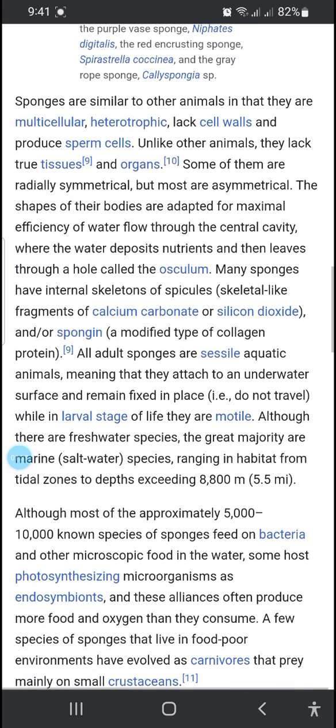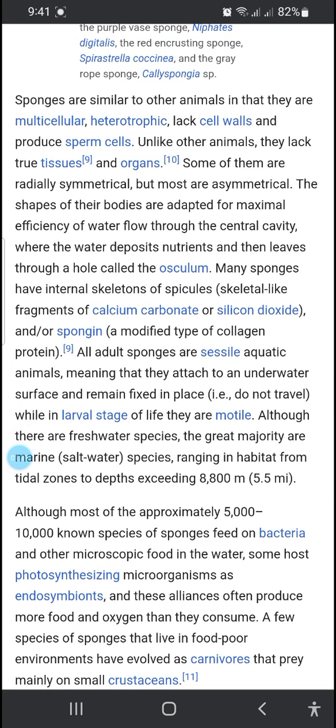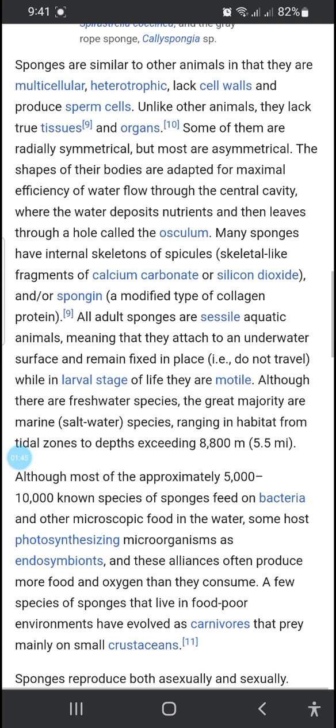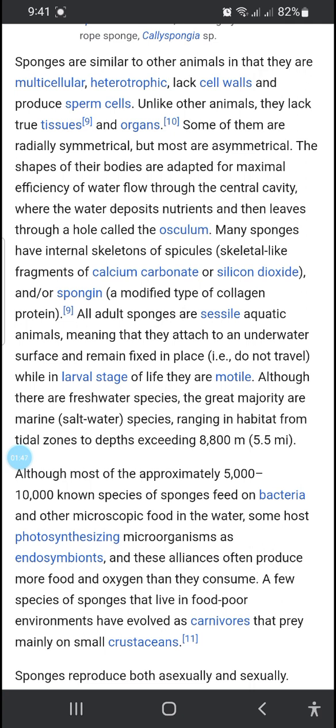Sponges are similar to other animals in that they are multicellular, heterotrophic, lack cell walls, and produce sperm cells. Unlike other animals, they lack true tissues and organs. Some of them are radially symmetrical, but most are asymmetrical. The shapes of their bodies are adapted for maximal efficiency of water flow through the central cavity, where the water deposits nutrients and then leaves through a hole called the osculum.